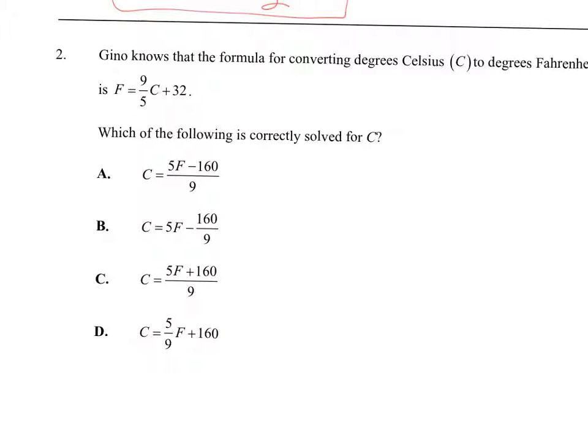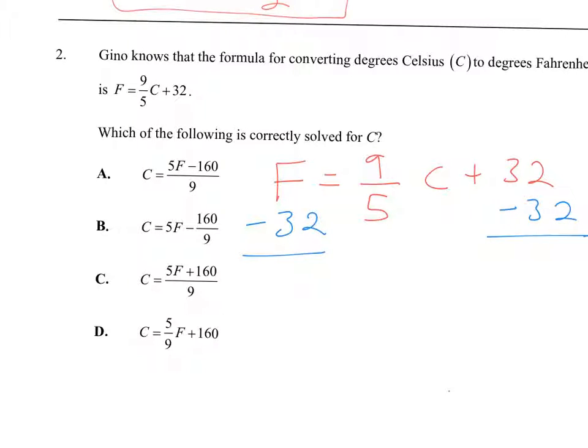So the first thing I'm going to do is just rewrite this. F equals 9/5 C plus. So I'm going to subtract the 32. F and 32 are not like terms, so it just becomes F minus 32 equals 9/5 C.